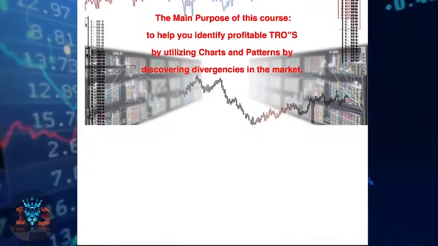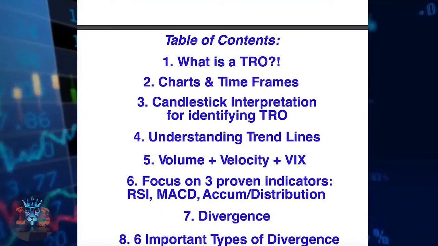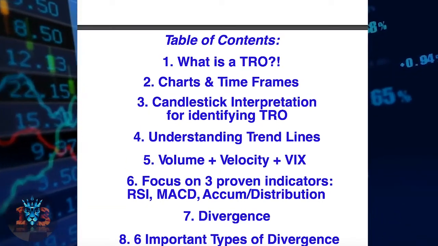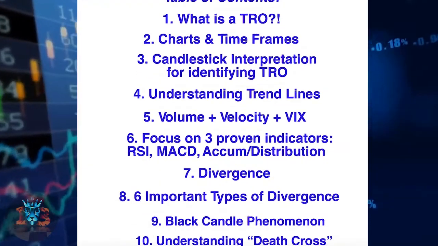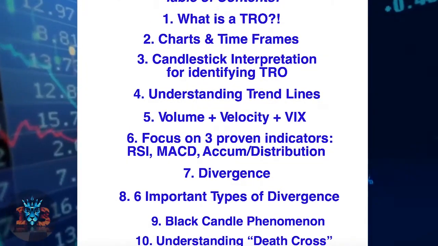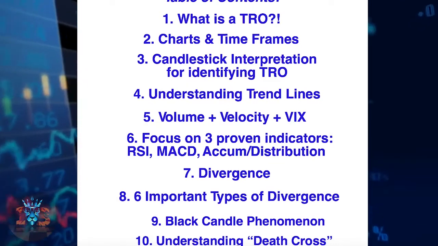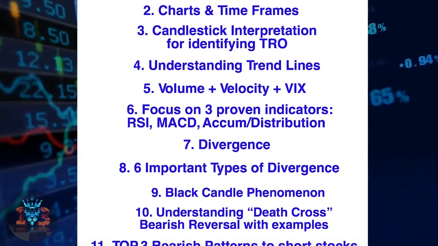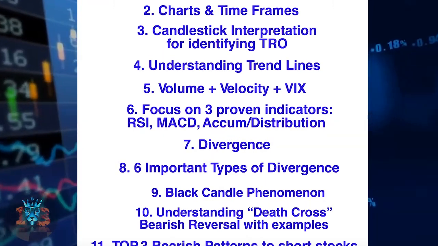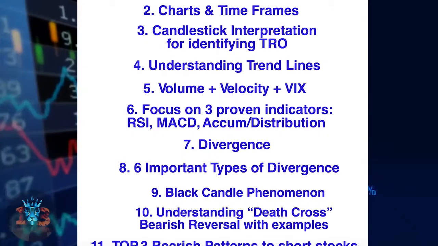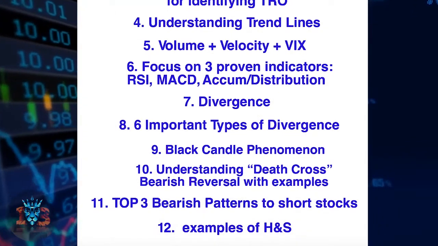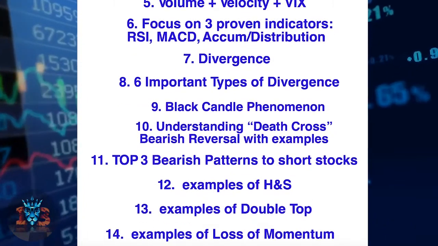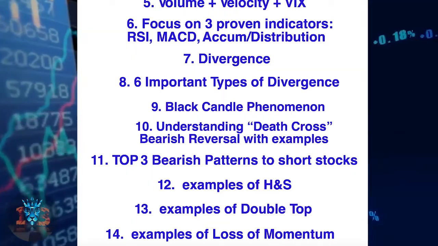So first and foremost, I'd like to discuss the table of contents. Number one, we're going to identify what actually is a TRO. We're going to talk briefly about charts and time frames, candlestick interpretation for identifying TROs, understanding trend lines, volume, velocity, VIX. We're going to focus on three proven indicators: RSI, MACD, accumulation distribution. We're going to talk a lot about divergence with tons of examples. We're going to talk about 6 important types of divergences, the black candle phenomenon, understanding death cross bearish reversal with tons of examples, top 3 bearish patterns to short stocks, examples of head and shoulders, examples of double top, examples of loss of momentum.